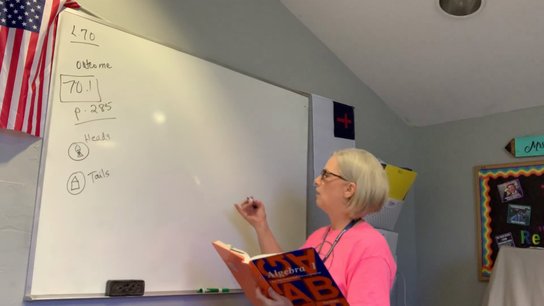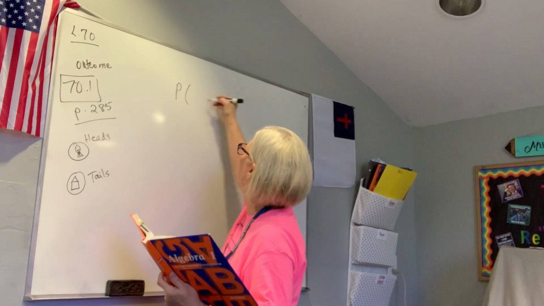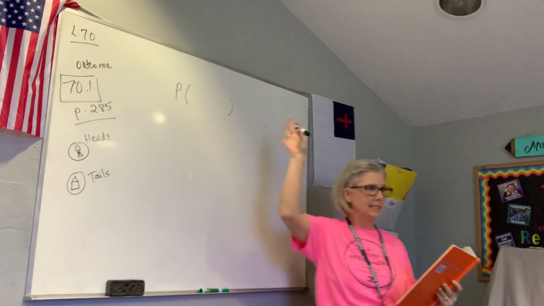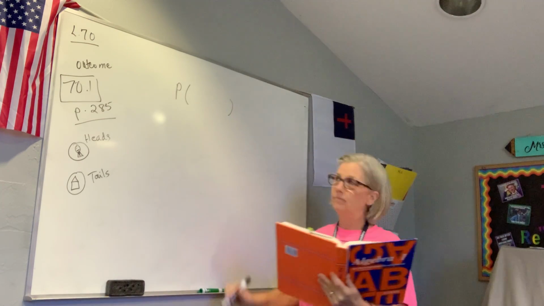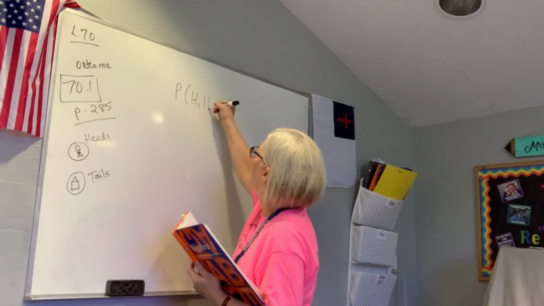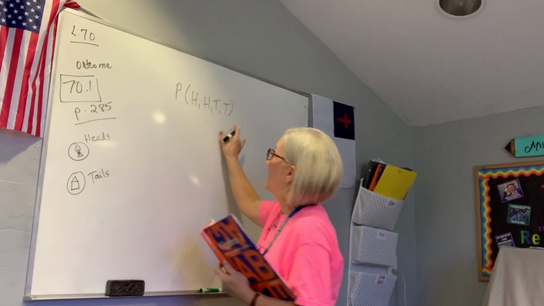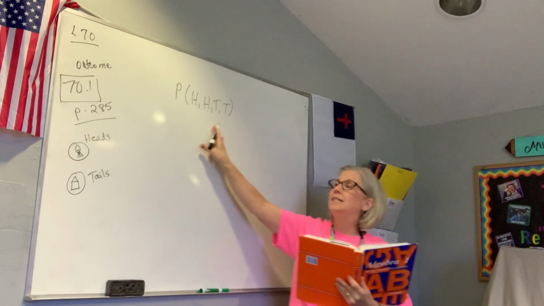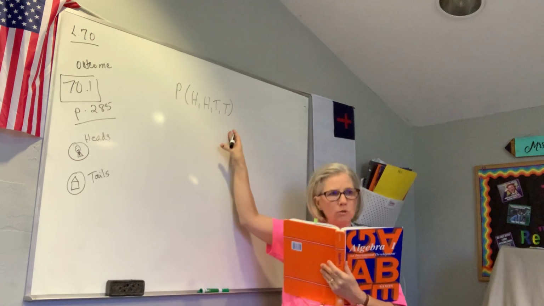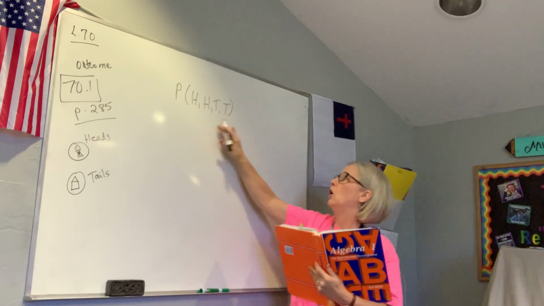All right, so how do I write my probability problem right here? What's going to go in my parentheses? HHTT. Okay, heads, heads, tails, tails. That's what we're trying to find. So that's what you're indicating right up front in your problem. Here's what I'm trying to find the probability of flipping and landing on.